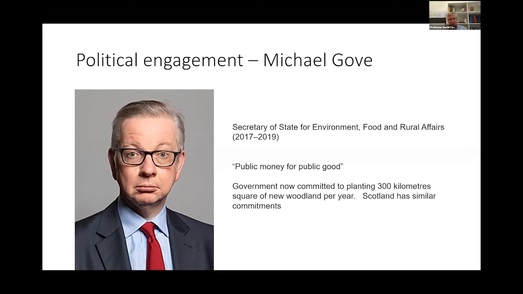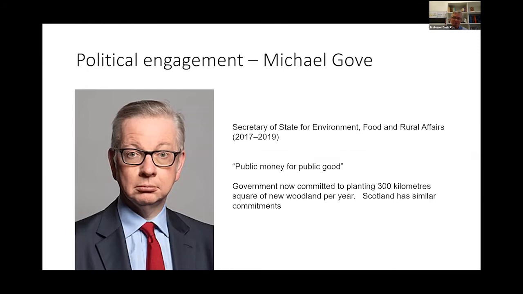What should replace it? And one of his mantras was this idea of public money for public good, that we should be investing in the countryside, but to deliver things which are good for the public. And one of the things the government is committed to, astonishingly, is to plant 300 kilometers squared of forest every year for the foreseeable future. That's the English government. The Scots have come up with a very similar commitment. So that's a huge amount of forest which the governments hope to plant in the coming years.